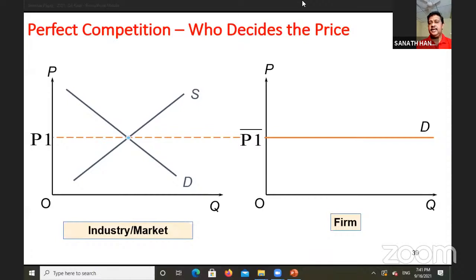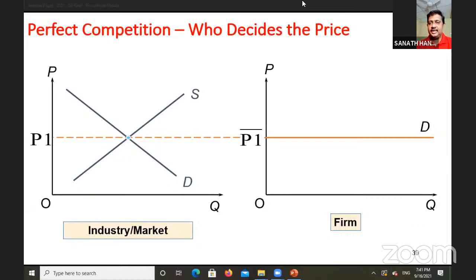A perfectly competitive firm faces a perfectly elastic demand curve. Due to the perfect knowledge.